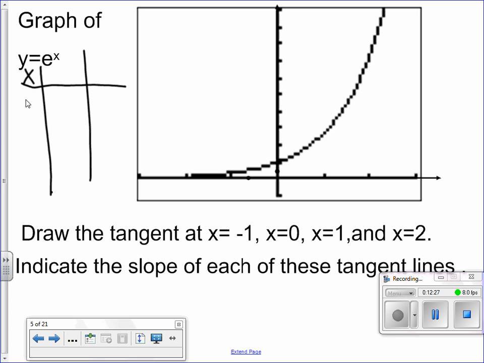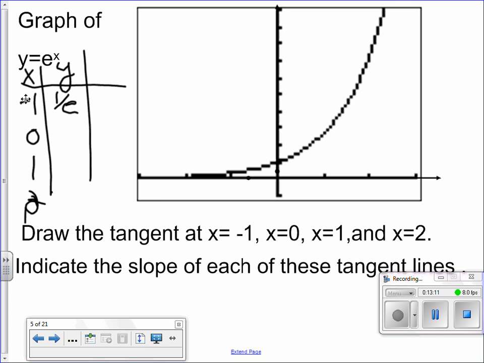For the x values of -1, 0, 1, and 2, we're going to figure out the y coordinates and the slope. Now remember, y equals e to the x. In fact, let's just do that first. When x is -1, I want to know what the y coordinate is right here. So what is the y coordinate if y equals e to the x? 1 over e. It's e to the -1, right?